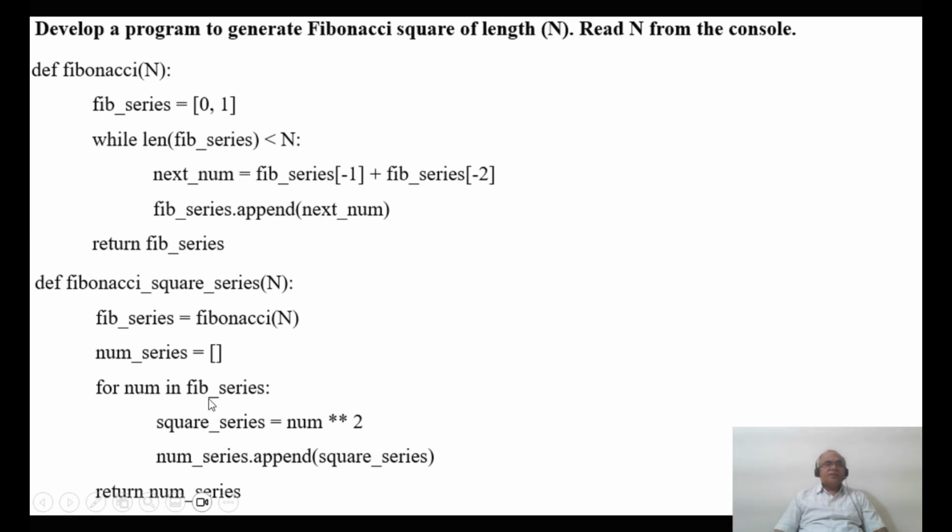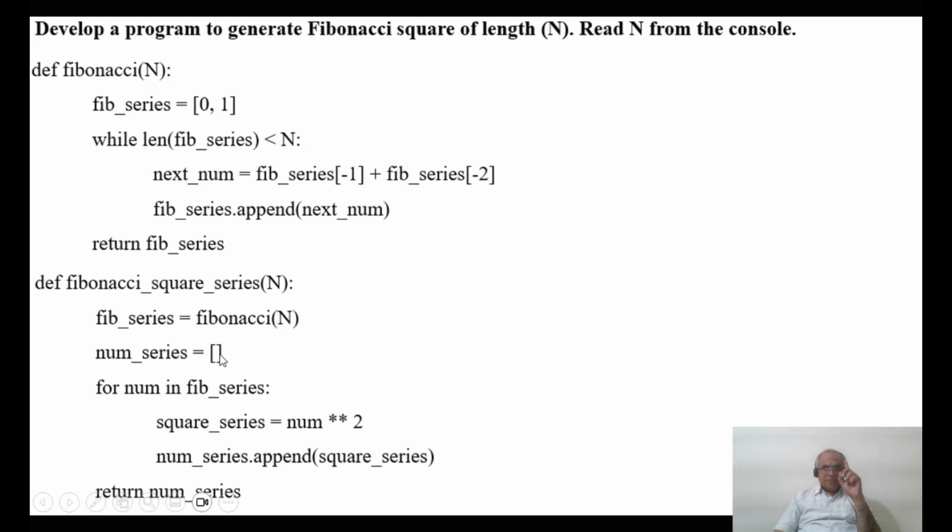For num in Fib series, the first number is 0. So you have to square that. Square_series will be equal to the first number, 0, raised to the power 2. So num_series append: which number do I want to append? I want to append square_series, to num_series.